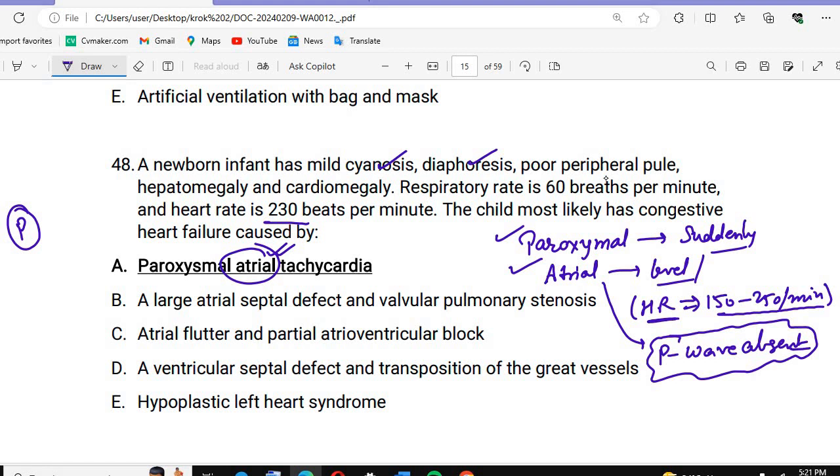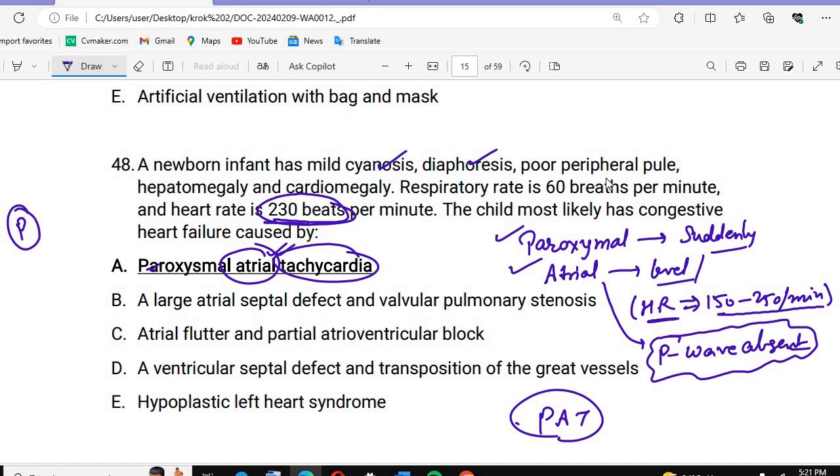And remember, in this type of question, first check the heart rate. If it is tachycardia, of course, but if it is 230 beats, it means he is talking about PAT, the paroxysmal atrial tachycardia, and the heart rate in this range is 150 to 250 per minute. I hope this is clear.